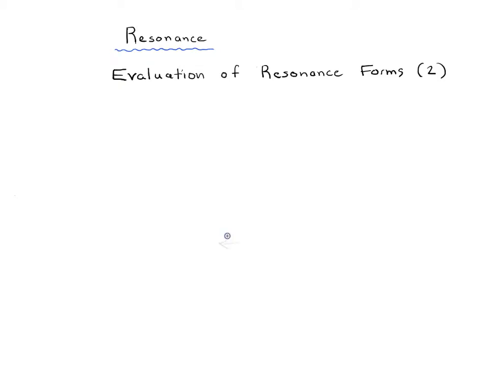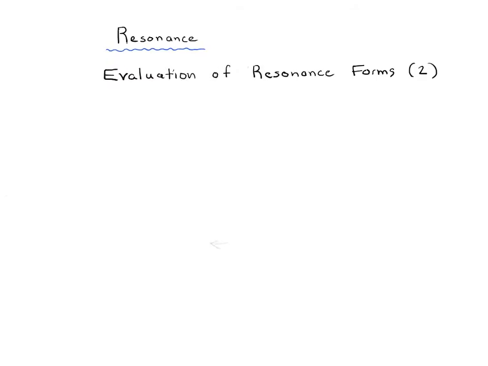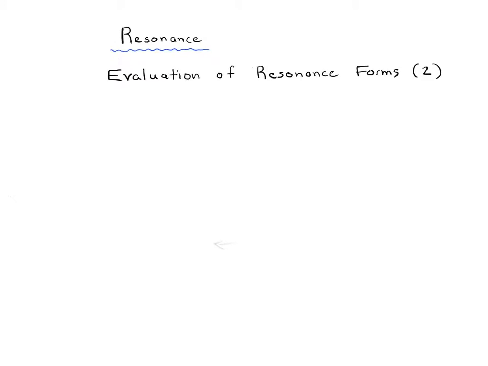In this video, we're going to talk about a second factor which is important for evaluating resonance forms. We're going to see that it involves the octet rule and making sure that we follow the octet rule. So let's draw out two different resonance forms of, let's say, this protonated ketone.